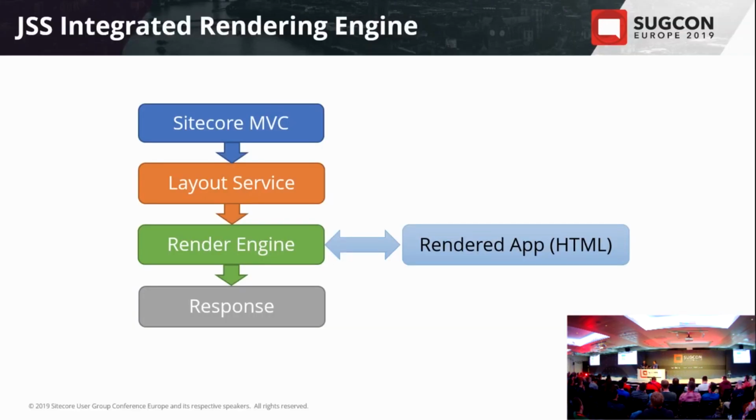So just a quick refresher on how the JSS integrated rendering engine works. A request comes in through the standard MVC handlers, ships it off to layout service to build up that JSON representation of your item, and then that layout service data and some context data is handed off to a rendering engine interface, right? And the rendering engine then is responsible for doing something with that data and returning HTML back to Sitecore, which delivers it out to the browser.